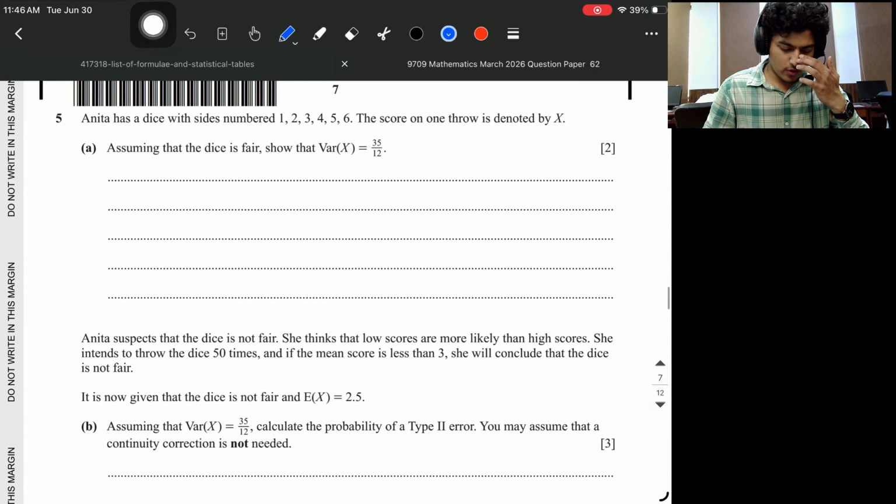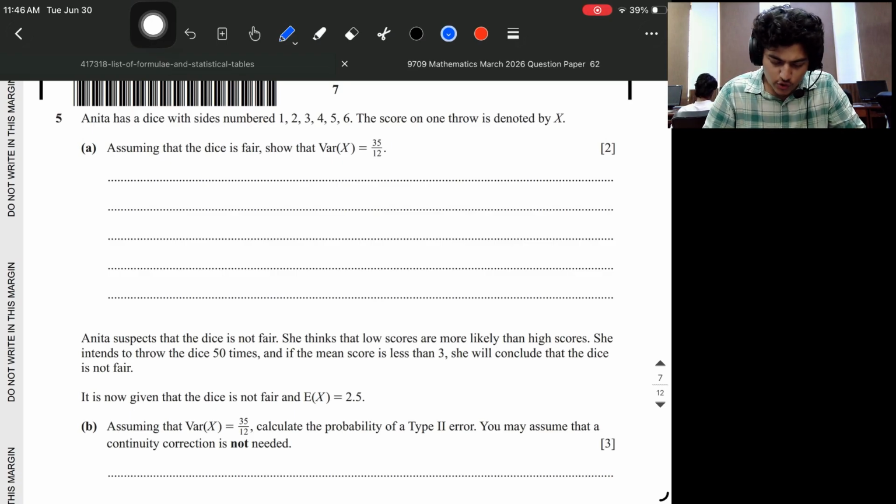Now moving on to the next question, question number 5. Anita has a dice with sides numbered 1, 2, 3, 4, 5, 6. The score on one throw is generated by X. Assuming that the dice is fair, show that the variance of X equals 35 upon 12.